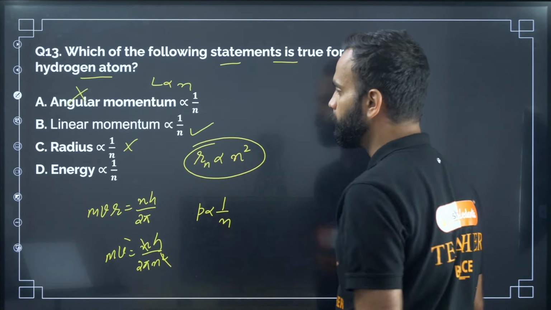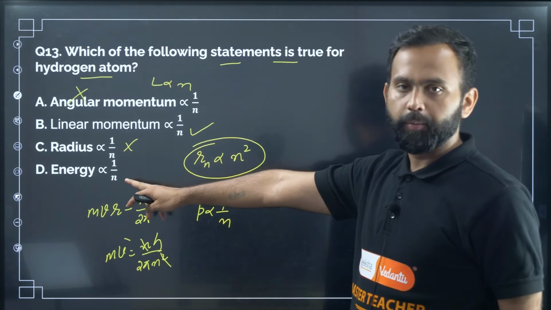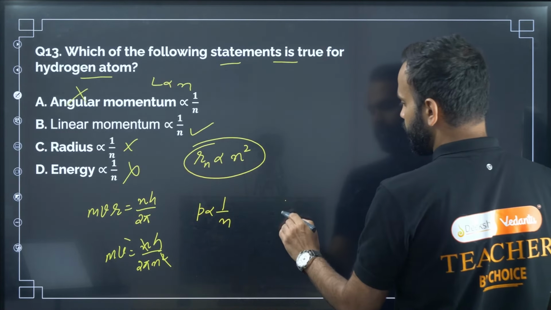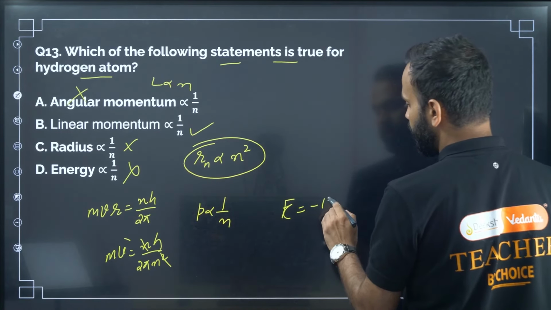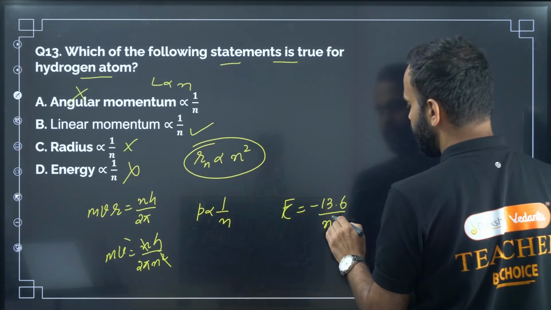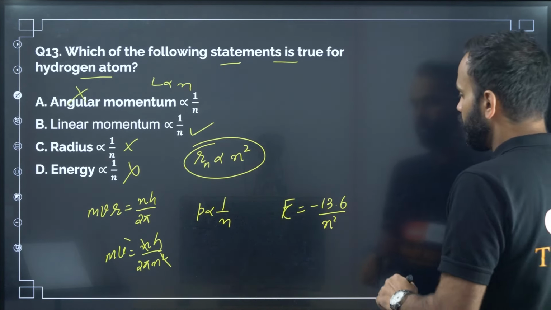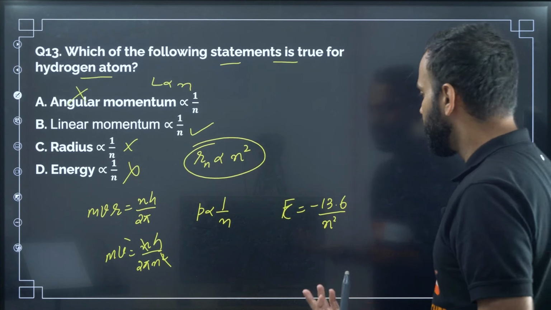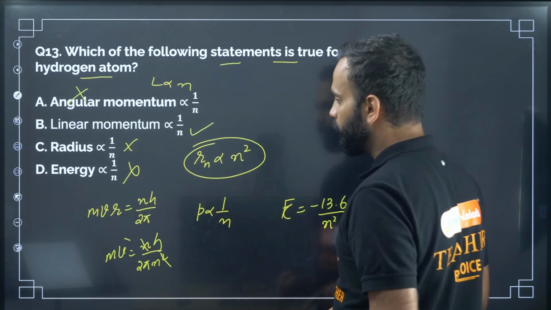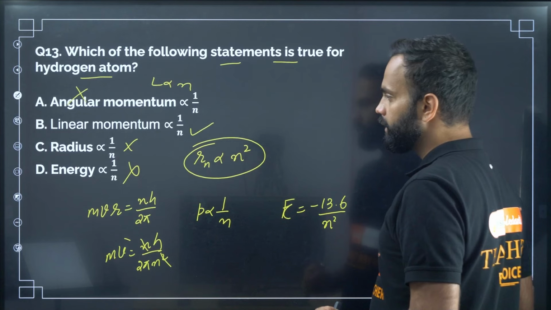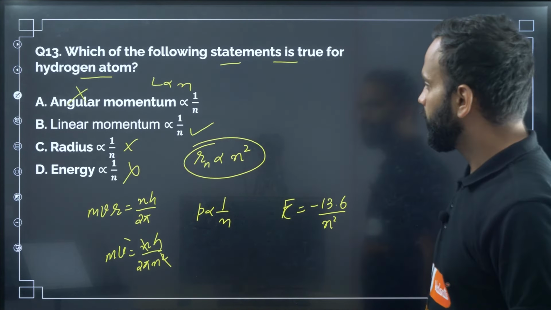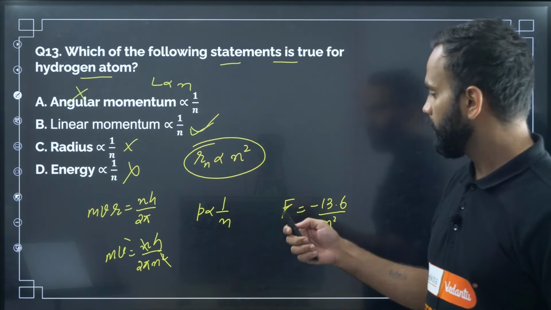Option C is wrong. Option D: energy is directly proportional to 1 by n. Again, it is wrong. Why? Because the energy of the electron in the nth orbit is equal to minus 13.6 divided by n square into Z square, and Z is 1 for the hydrogen atom. So E is directly proportional to 1 by n square, not 1 by n. So option D is also wrong. The correct option is B.